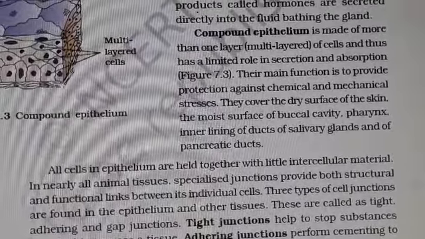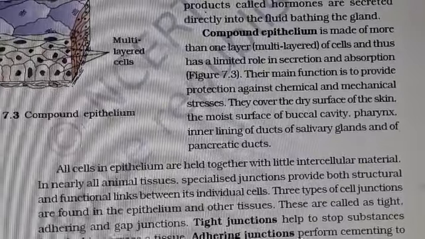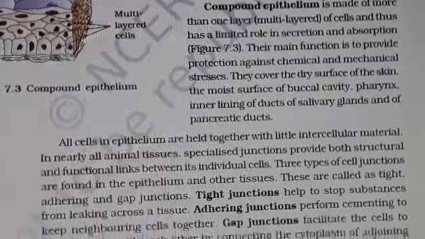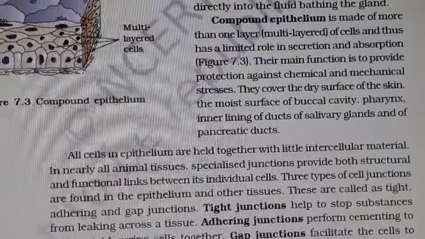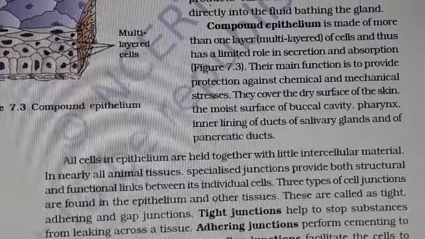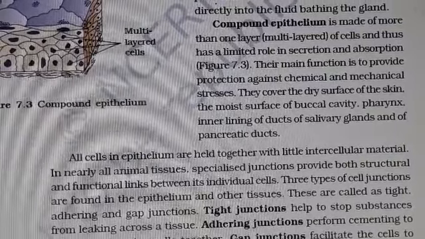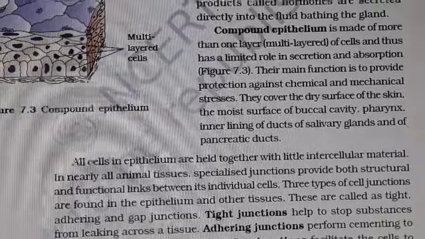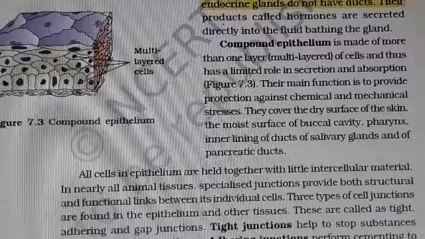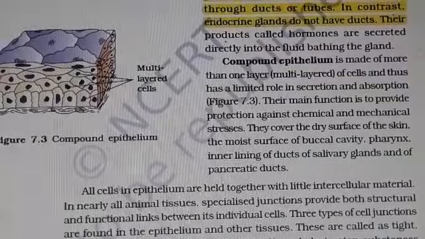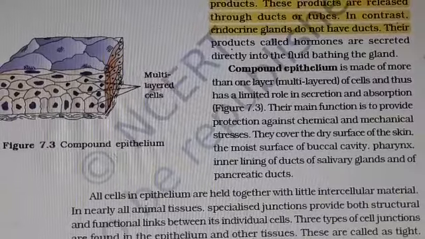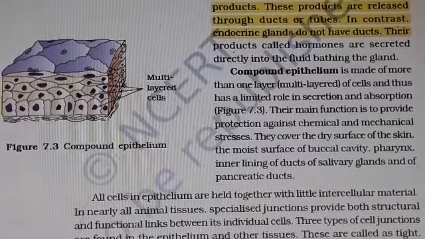Now comes the compound epithelium. Compound epithelium is made up of more than one layer. I've already told you that it is multi-layered, and thus has a limited role in secretion and absorption. Their main function is to provide protection against chemical and mechanical stresses. They cover the dry surface of the skin, the moist surface of the buccal cavity, pharynx, inner lining of ducts of salivary glands, and of pancreatic ducts.